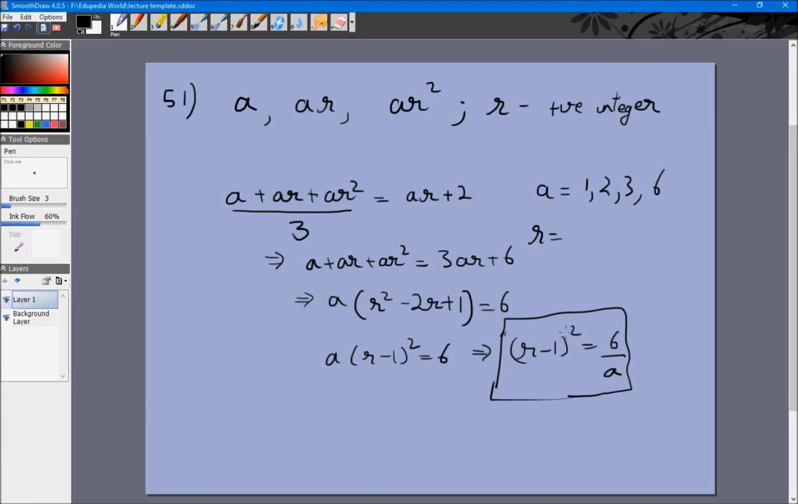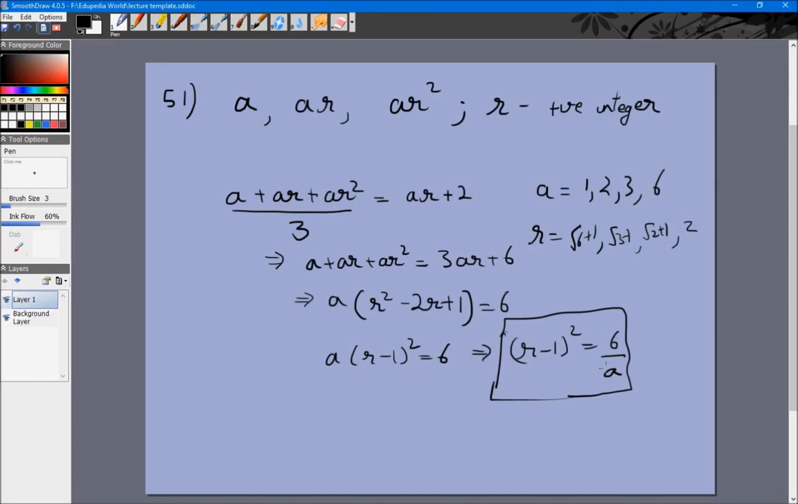If R minus 1 whole square is 6, then R minus 1 is root 6, so R is root 6 plus 1. If A is equal to 2, 6 by A is 3, so it is root 3 plus 1. If A is equal to 3, it is root 2 plus 1. And if A is equal to 6, it is 1 plus 1 or 2.